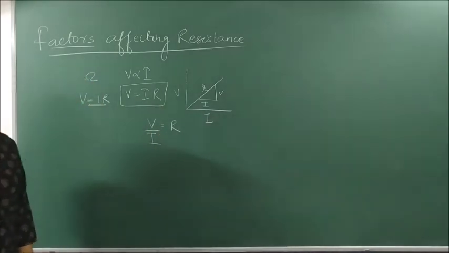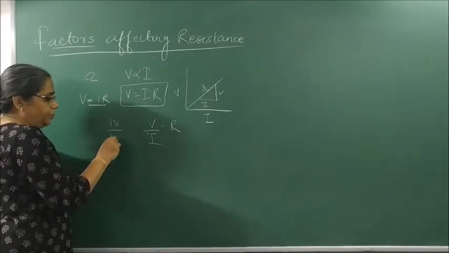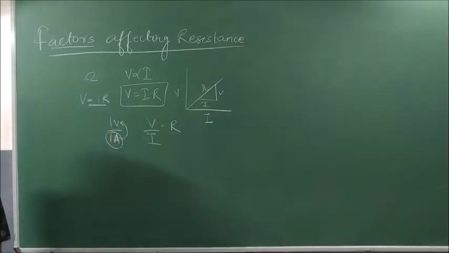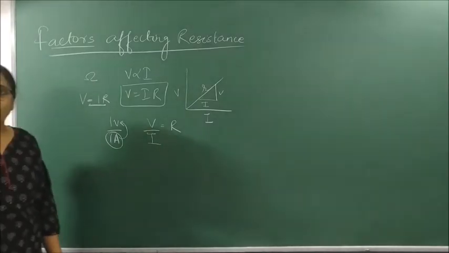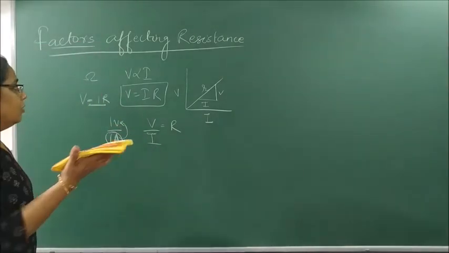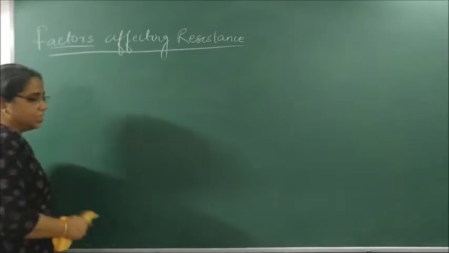So how do I define 1 ohm? When 1 ampere of current flows through a cross section of a conductor having a potential difference of 1 volt, it offers a resistance of 1 ohm. Okay, now we were studying factors affecting electrical resistance.